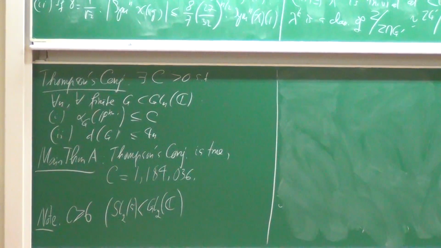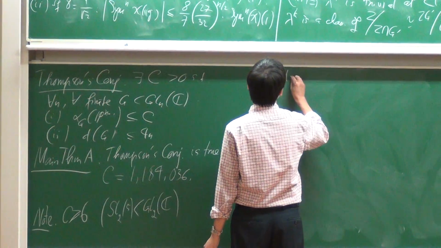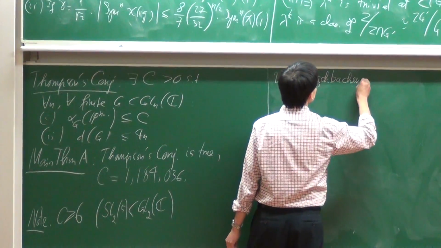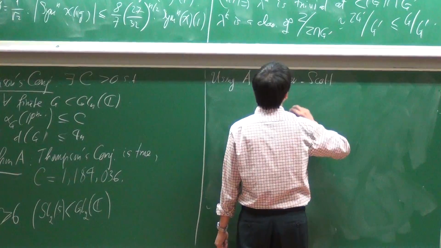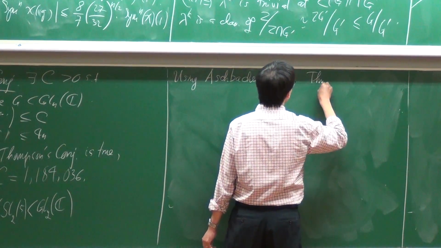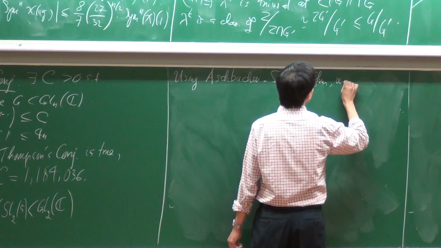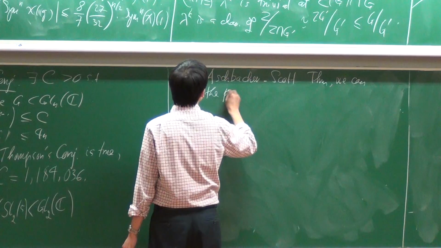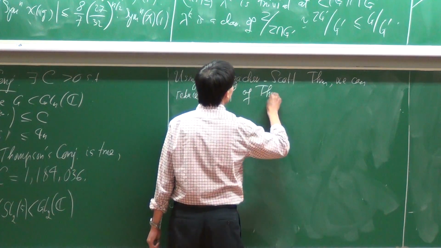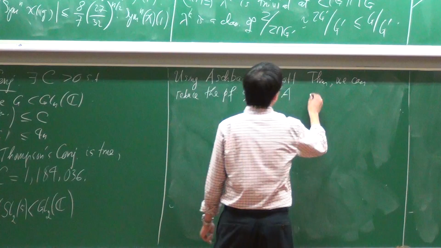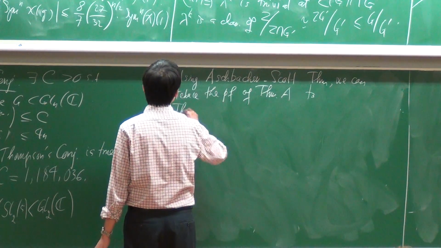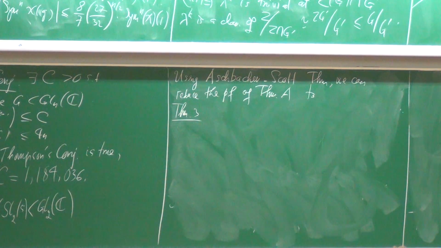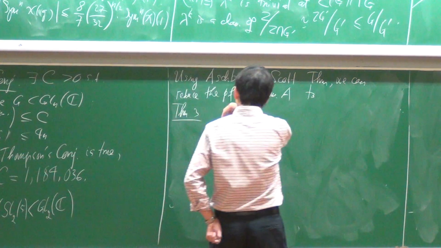So I will say, using the Aschbacher classes and stuff, I will say theorem. We can reduce the proof of the main theorem A to proving the following theorem. So theorem 3. Okay. And now I can explain to you where this C came from.